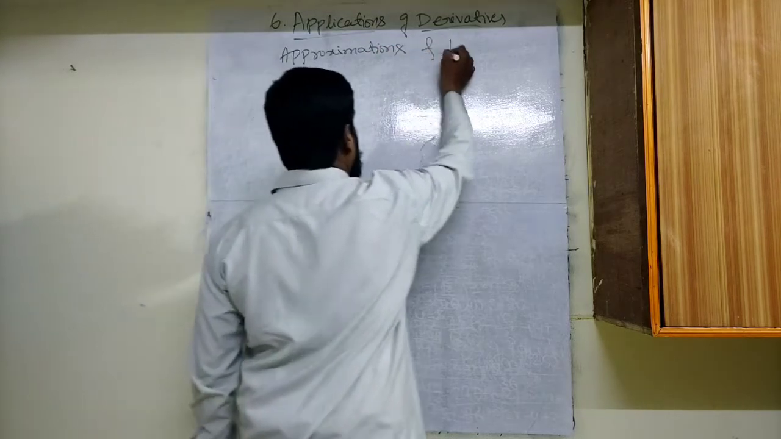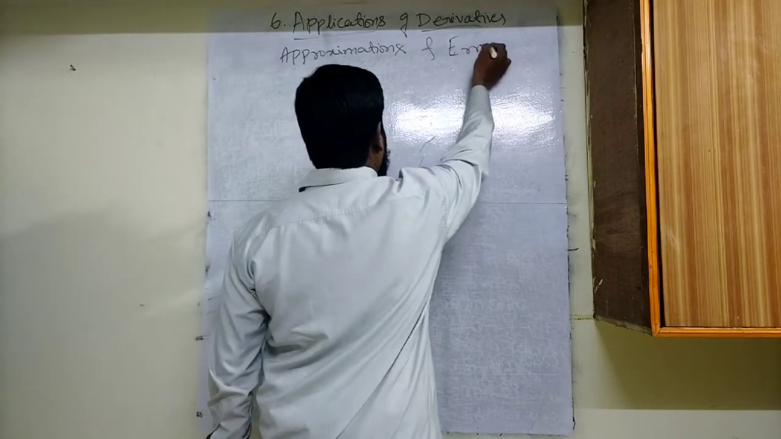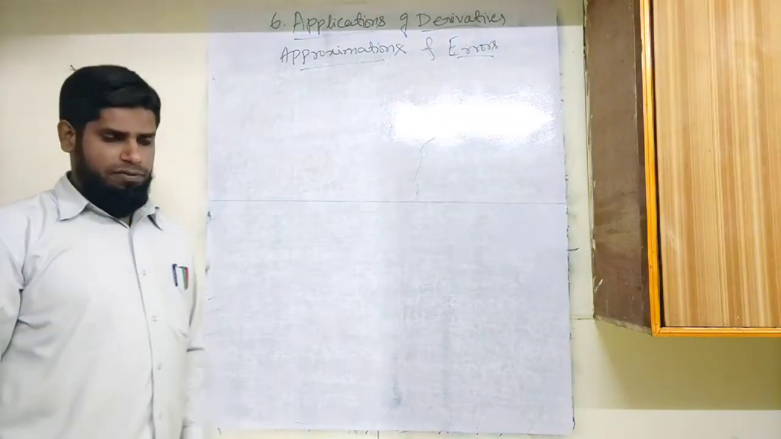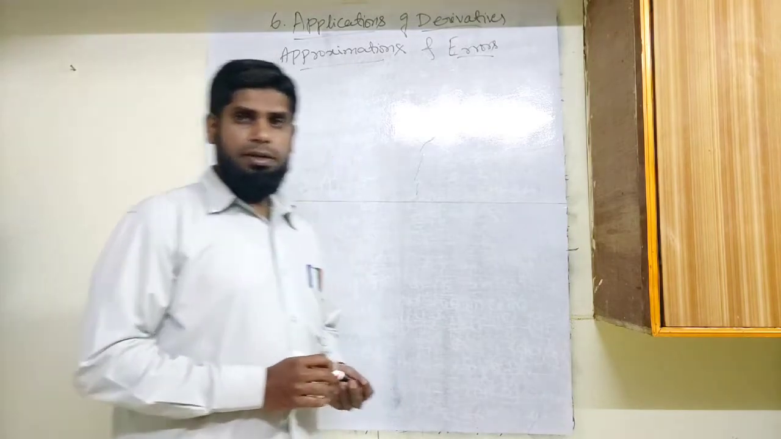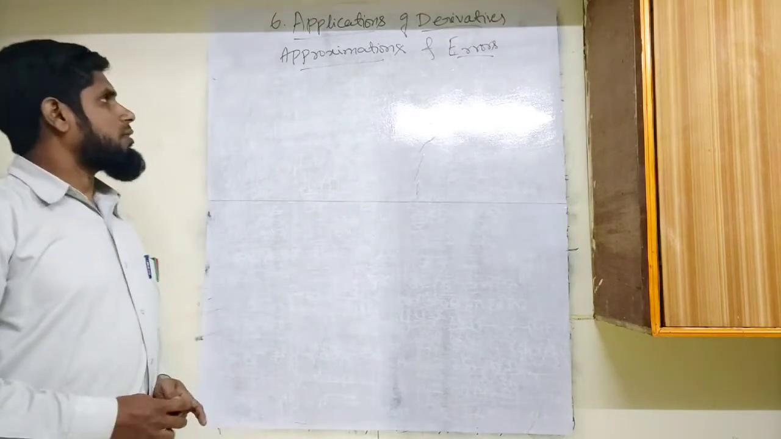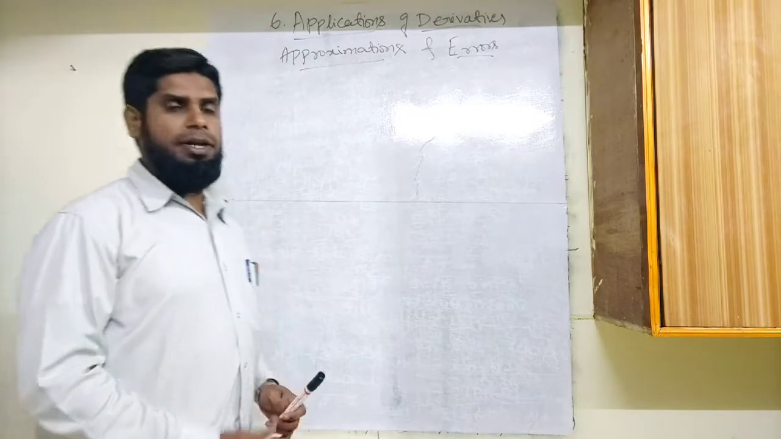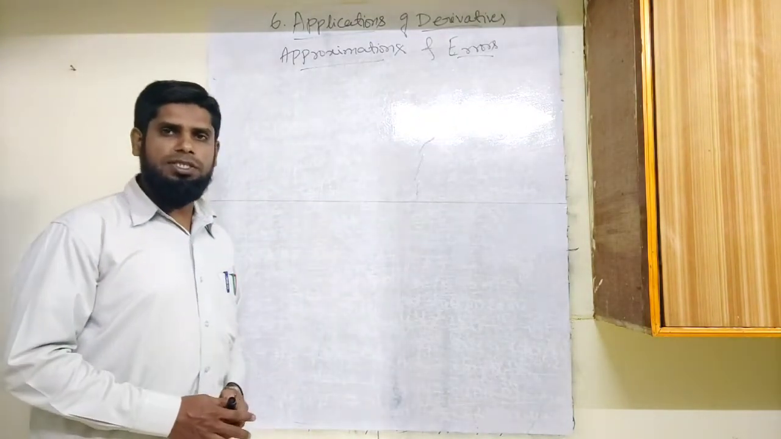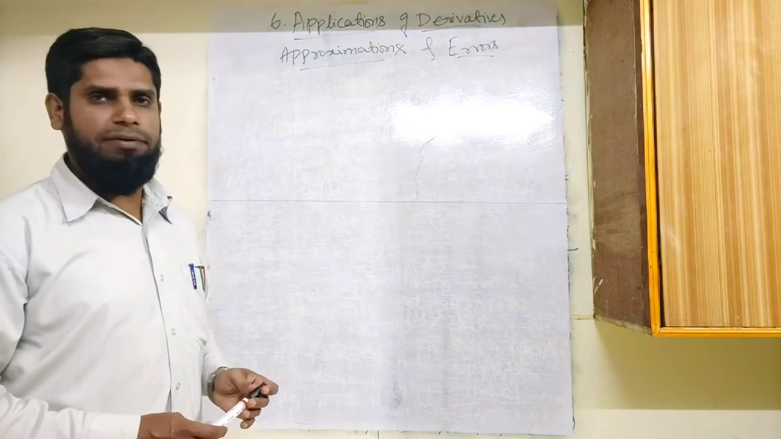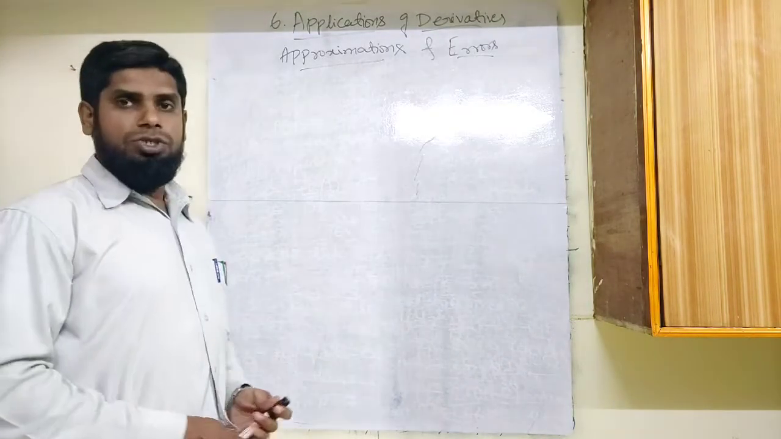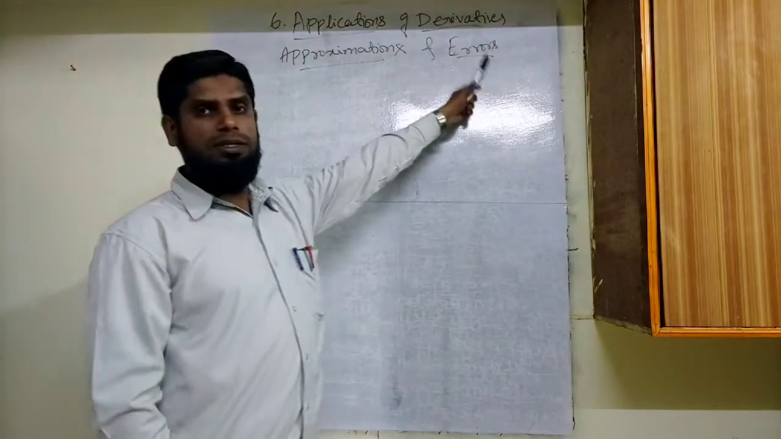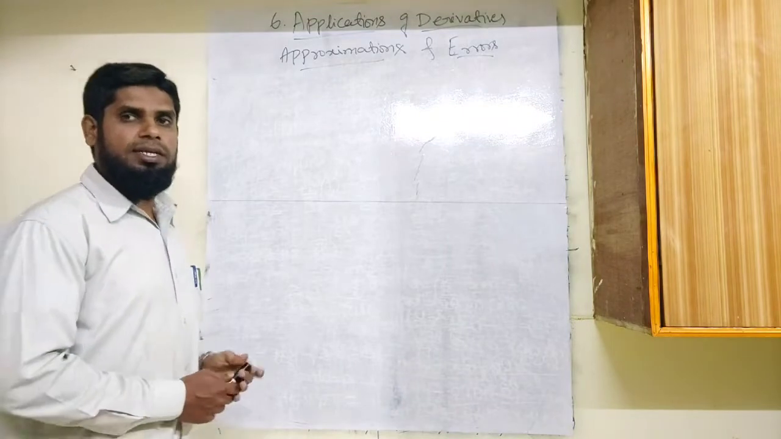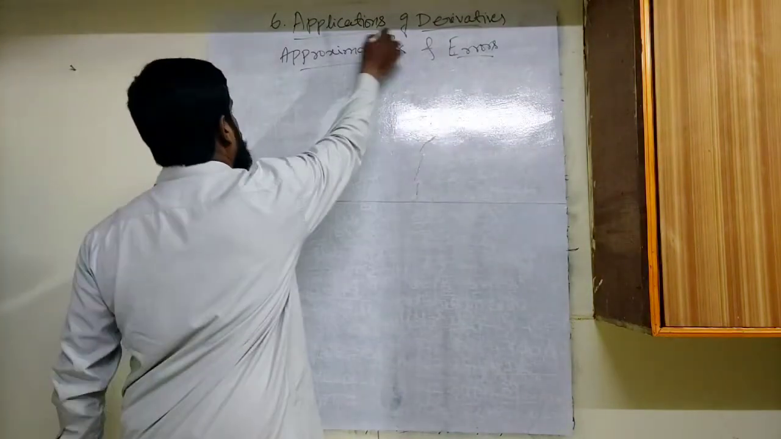Approximations and errors. Very interesting topic. You can expect one question in your annual examination from this topic, as well as one question in CET, or any competitive exams. So actually there are two different topics here, approximations and errors. First, let us discuss what is approximation.